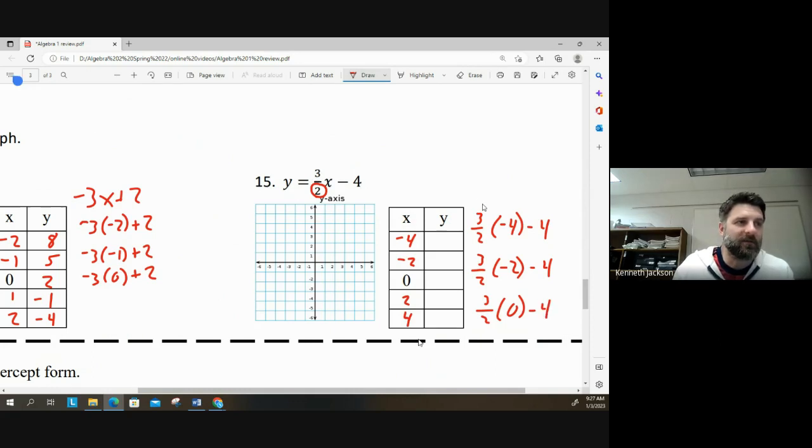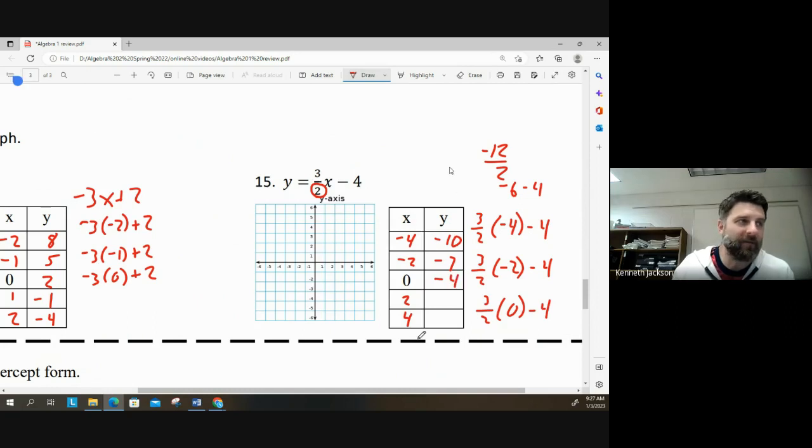Well, 3 times 4 is 12, or negative 12. Negative 12 divided by 2 would give me negative 6, and negative 6 minus 4 is negative 10. 3 times 2 is negative 6. Negative 6 divided by 2 is negative 3. Negative 3 minus 4 is negative 7. Anything times 0 is 0. 0 minus 4 is negative 4.